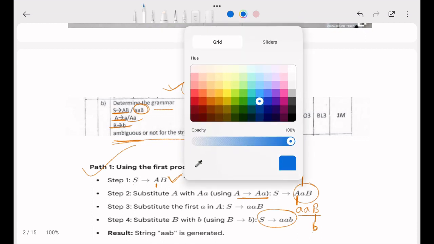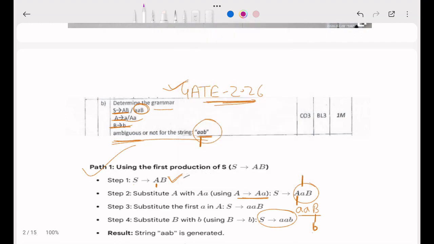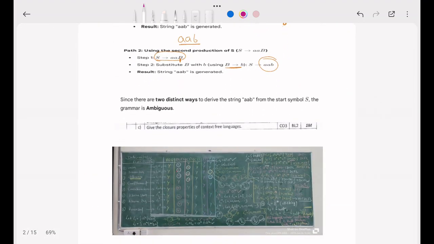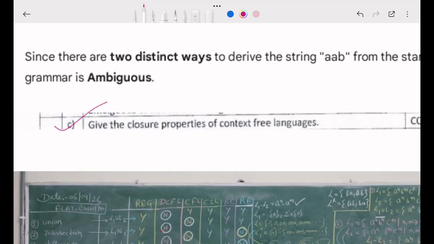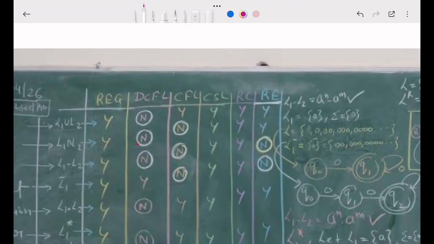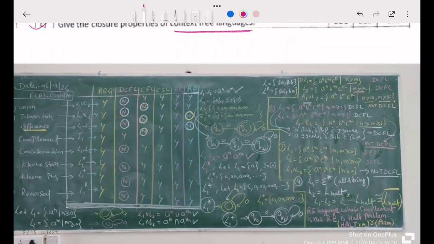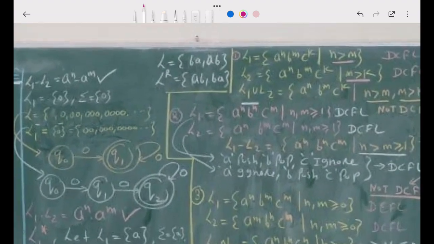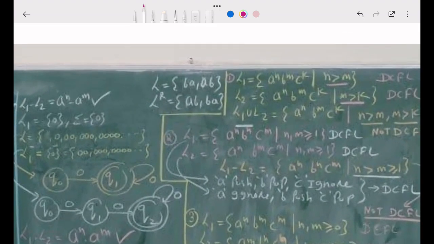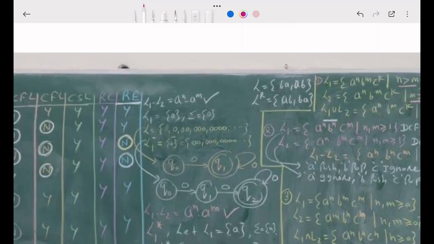Now we are coming to the third topic. This is very important. What is he asking? Give the closure property of the context free grammar, or language. If you see our class presentation, in the class presentation we proved all of these questions.